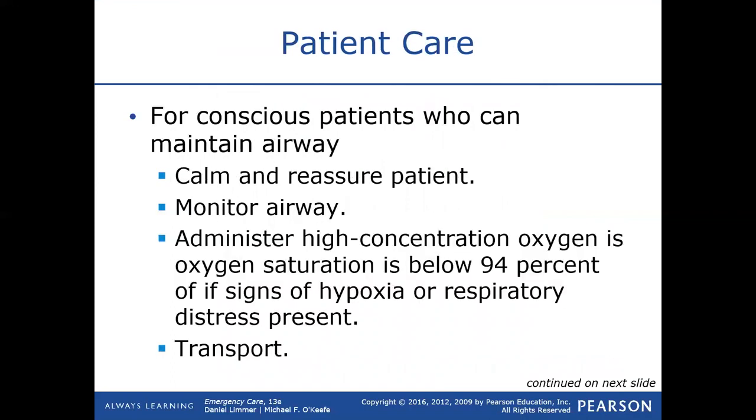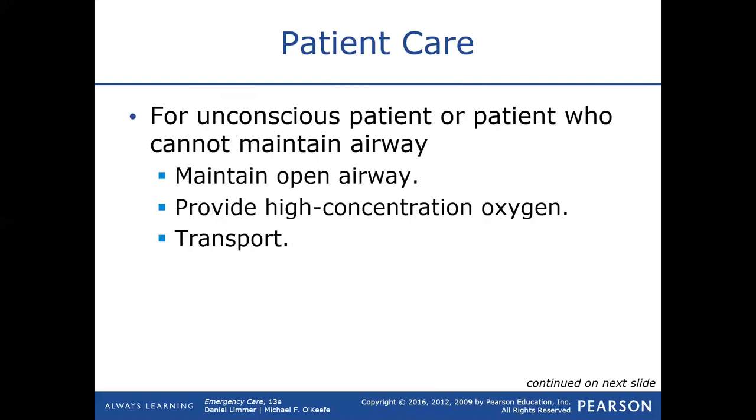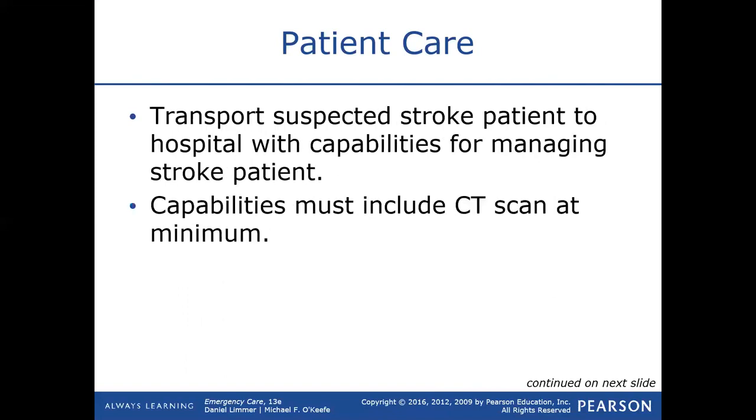Patient care. For the conscious patients who can maintain an airway, we're going to calm and reassure the patient, which is really a lot of what we do, is comforting care. We're going to monitor their airway and consider oxygen administration if we need it. All right. For the unconscious patient who can't maintain an airway, guess what? ABCs is part of our primary assessment. That's a life-threatening condition. We need to manage the airway. Provide oxygen if necessary and transport.